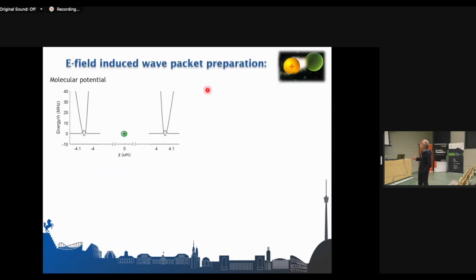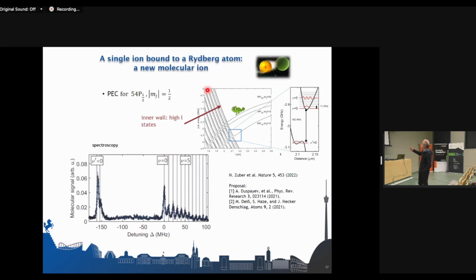The gap basically to the next level here is about 150 megahertz. So the 11 megahertz is slow on that scale. That's why we can see a few oscillations, but eventually there might be a limitation due to these transitions.